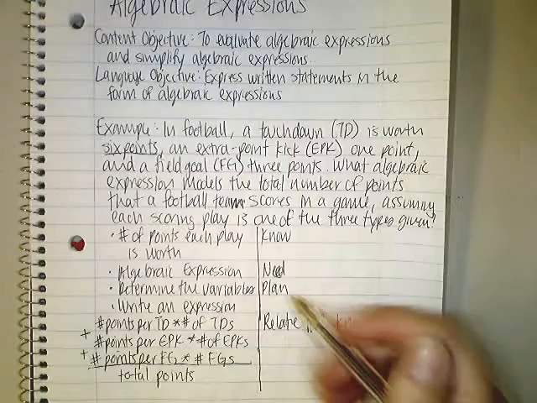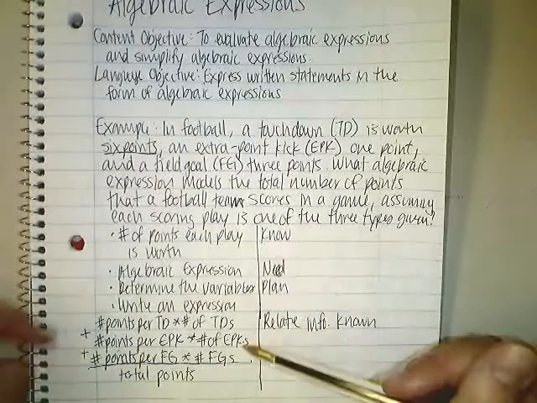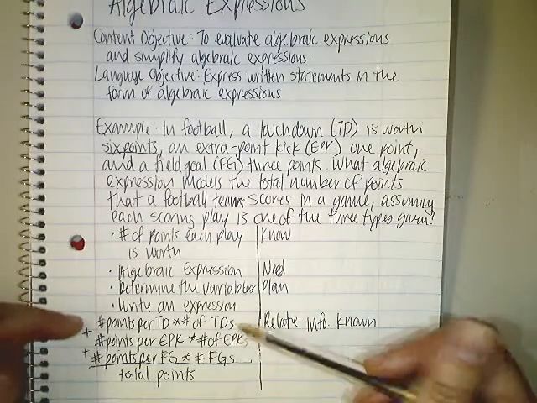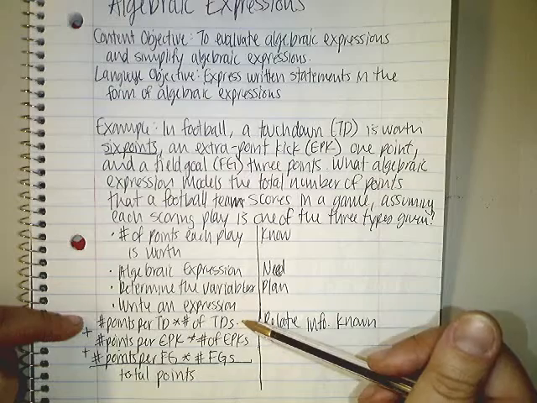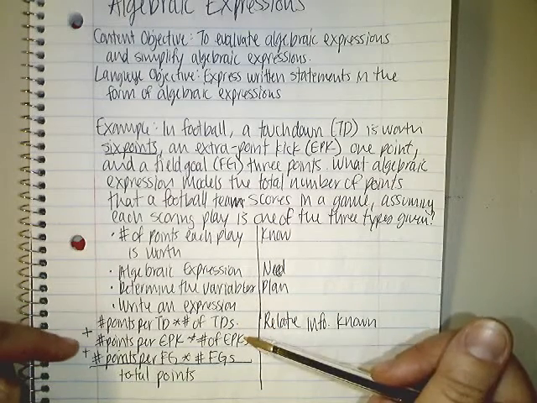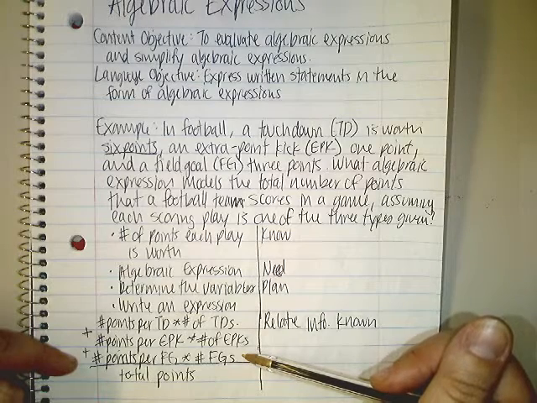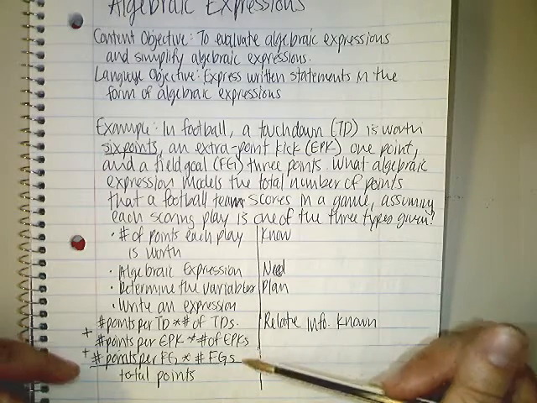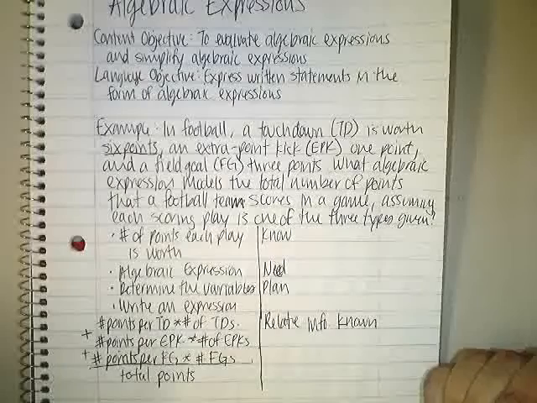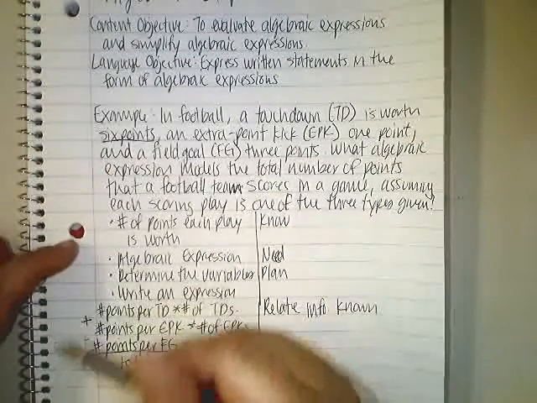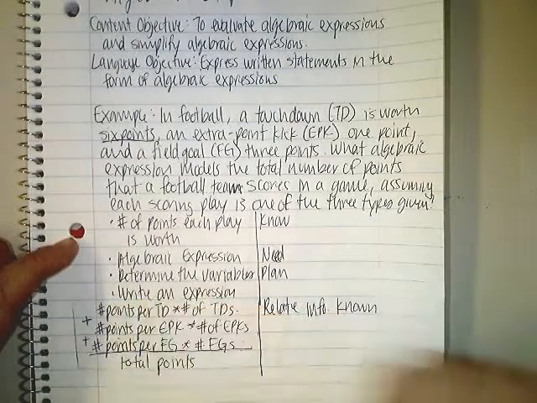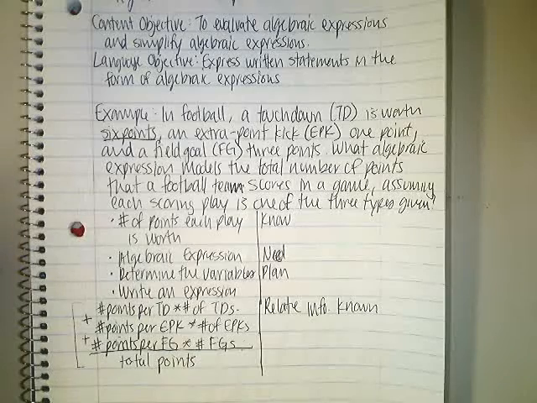So if I relate all the information I know and I'm talking about, I can come up with an equation like this. So points per TD times the number of TDs plus points per EPK times the number of EPKs plus the number of points per field goal times the number of field goals gives me the total points. So I've written an equation, and though I've written it vertically, it's still an equation that tells me how I can find the total number of points.